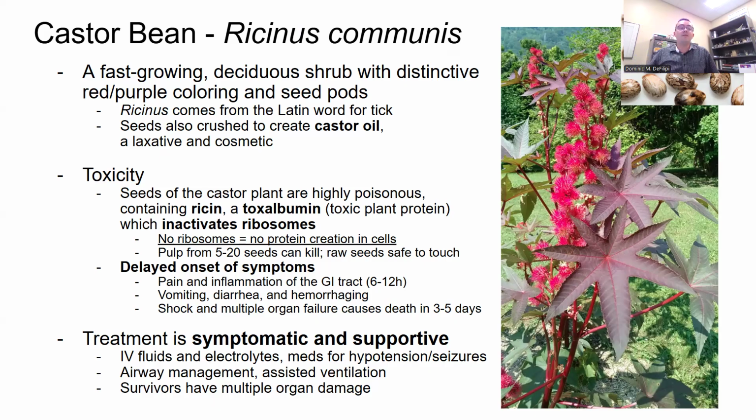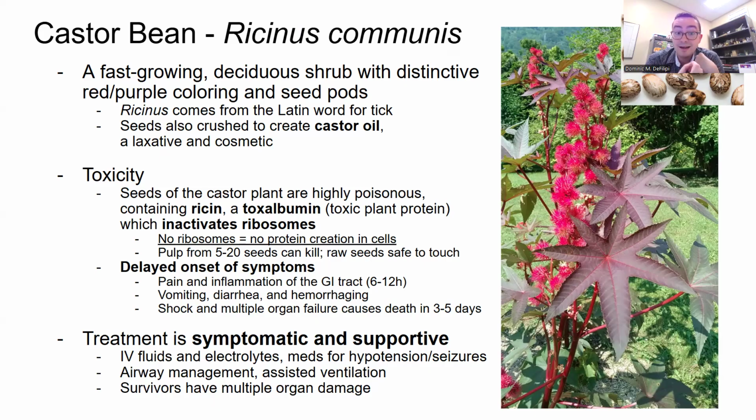So in terms of toxicity, the castor bean, especially the seeds, but all parts of the plant, are highly poisonous and contain ricin, which is a toxalbumin, or a toxic plant protein. So it's not just a chemical, it is a protein, a very, very complex protein, which actually inactivates a person's ribosomes, their cells' ribosomes. Without ribosomes, we do not have any new protein creation in our cells.